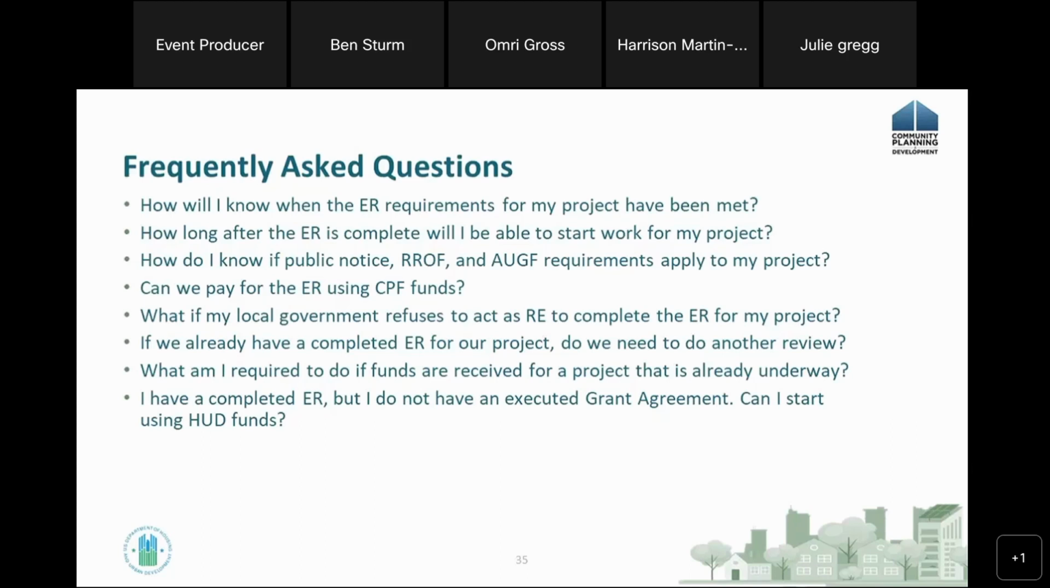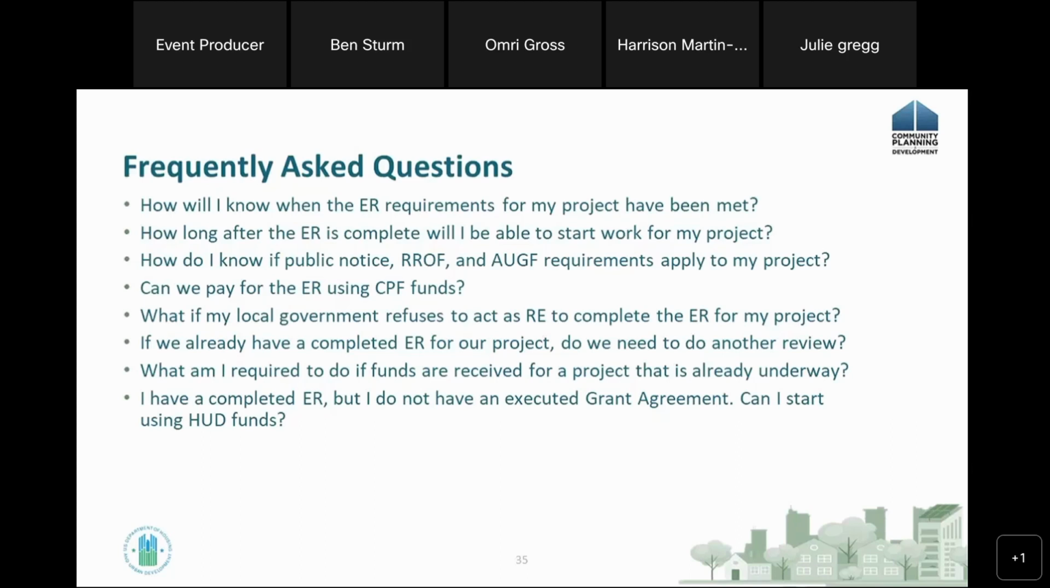So, covered soft costs. Again, soft costs covered by our programmatic nationwide environmental review for CPF soft costs can be incurred from the date of enactment, but can only be reimbursed after the grant agreement has been executed. Now, hard costs can be incurred or performed. Incurred and performed are essentially synonymous here.